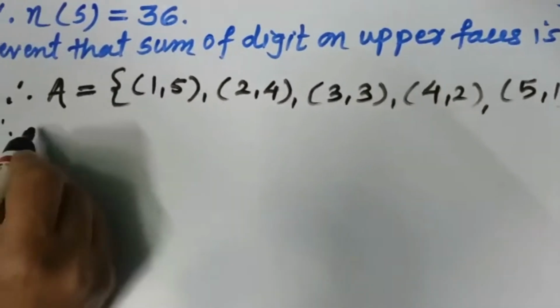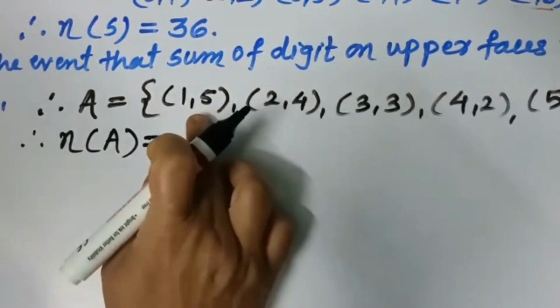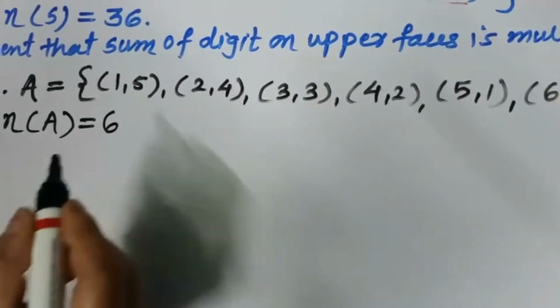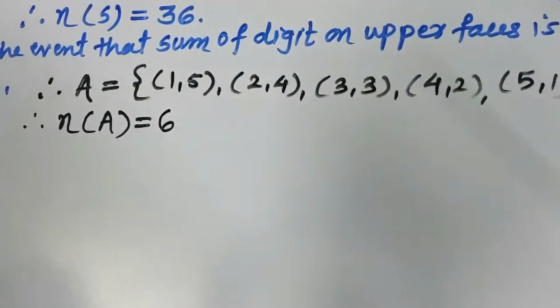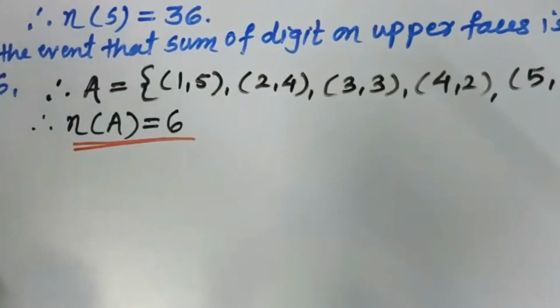So how many points are there? Altogether, n of A is equal to how many points? 1, 2, 3, 4, 5 and 6. So total 6 points are there. So here we have to highlight that n of A is equal to 6, okay.